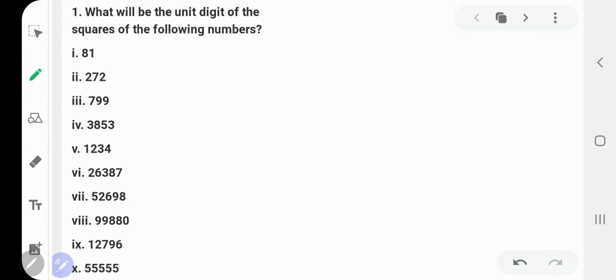Good morning, dear kids. Today I'm taking your chapter 6, Square and Square Root. With that, we'll be starting with our exercise 1, chapter 6, question number 1, which says, what will be the unit digit of the squares of the following numbers?